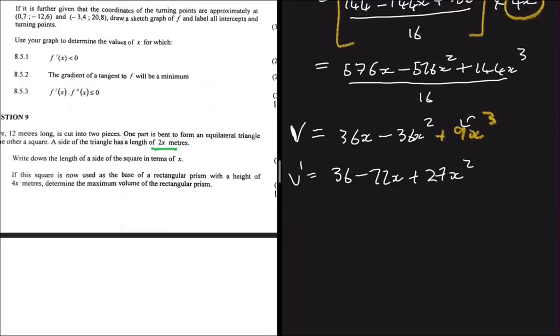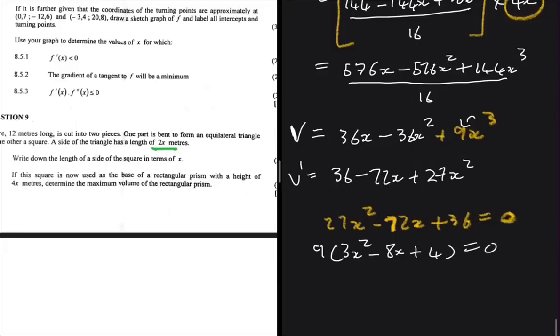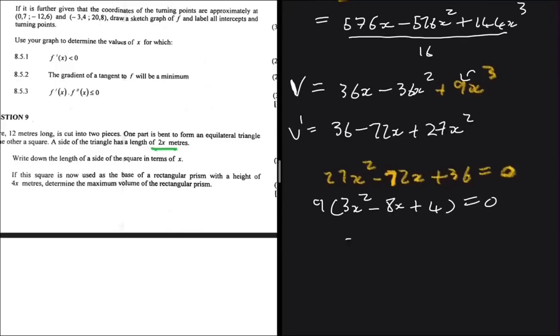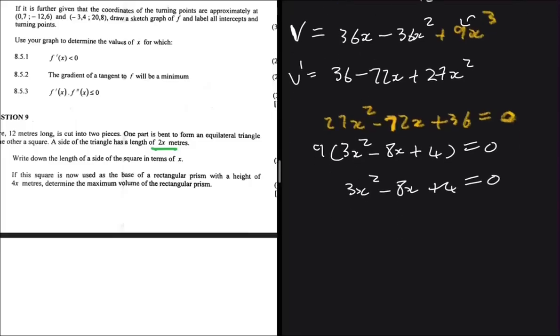Let me write it nicely. So we're going to have 27x squared minus 72x plus 36 is equal to 0. If we take 9 as a common factor, we're going to have 3x squared minus 8x plus 4 is equal to 0. So we can divide both sides by 9 and just get 3x squared minus 8x plus 4 is equal to 0.